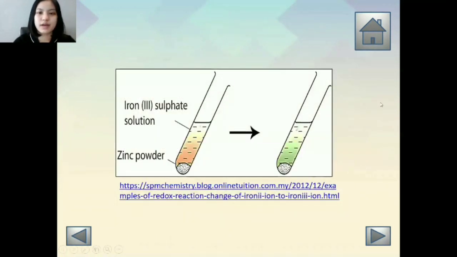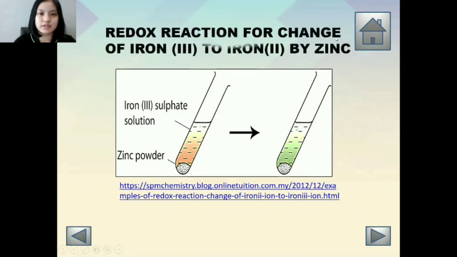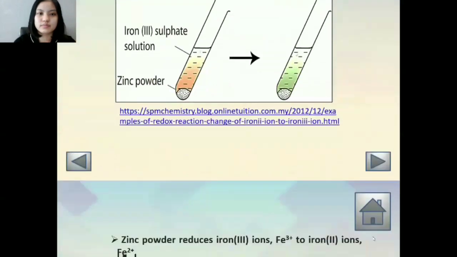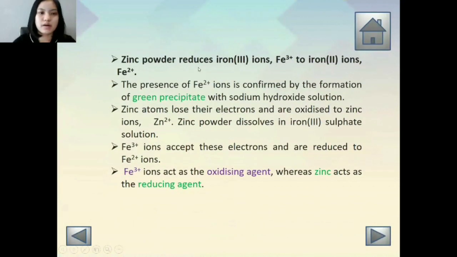Okay, this diagram shows the redox reaction for the change of iron 3 to iron 2 by the zinc. The solution changes from brown to green. This is because the zinc powder reduced iron 3 to iron 2. The presence of iron 2 is confirmed by the green precipitate formed.